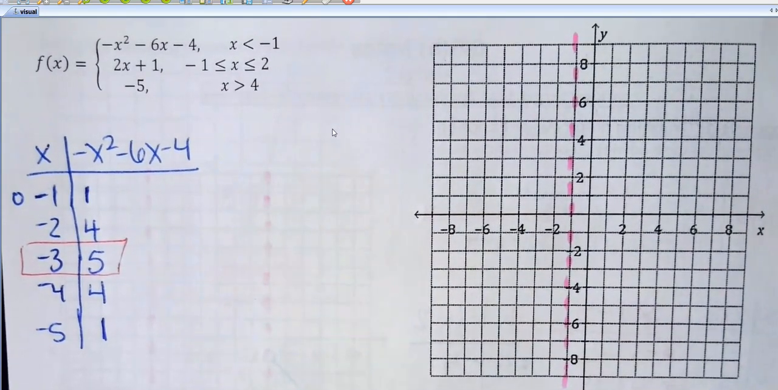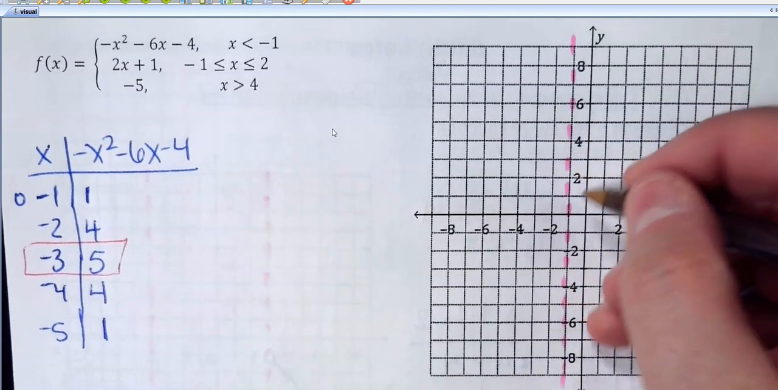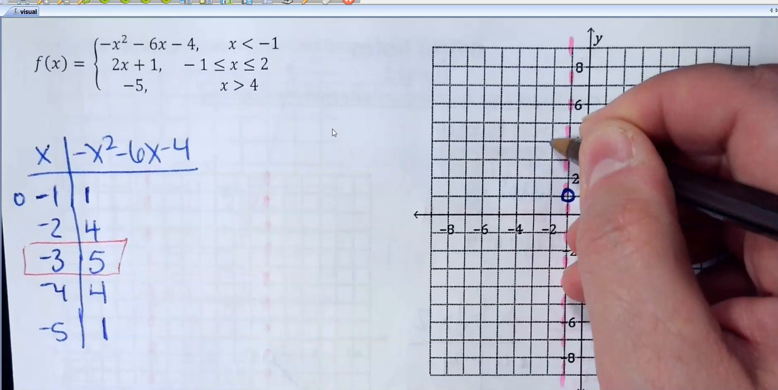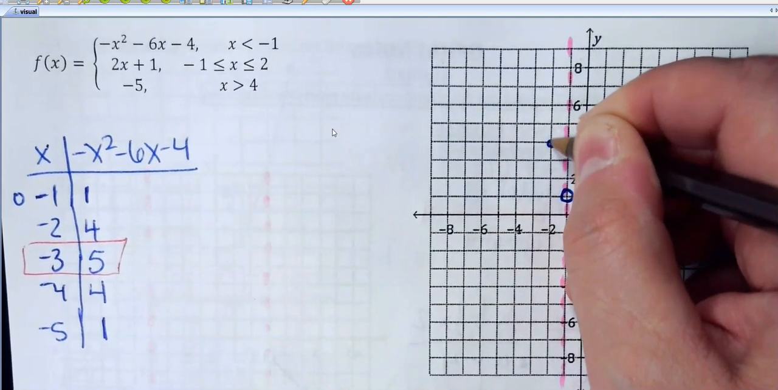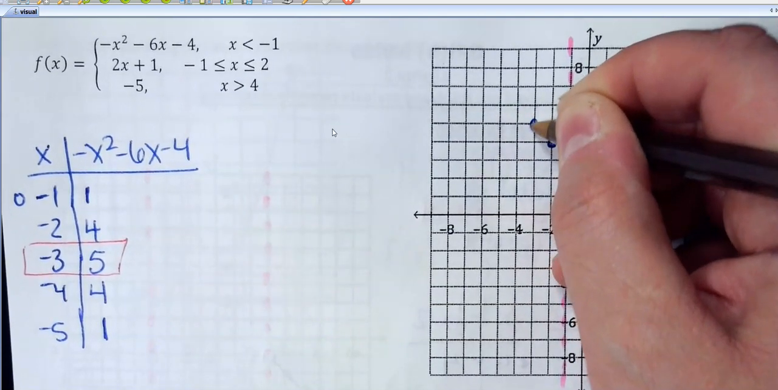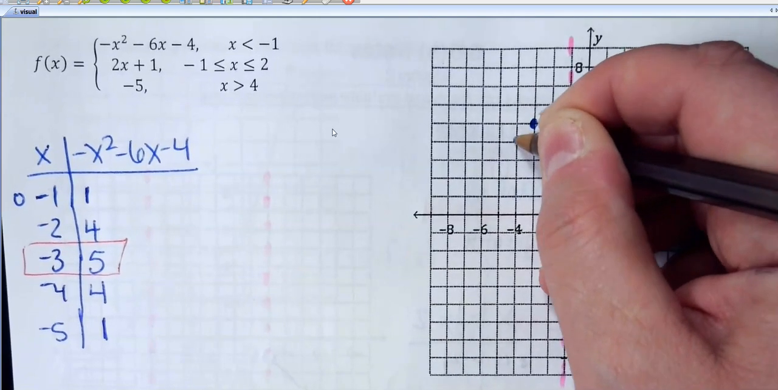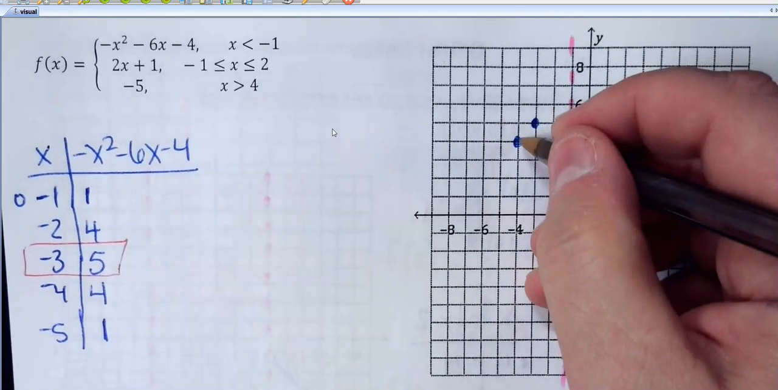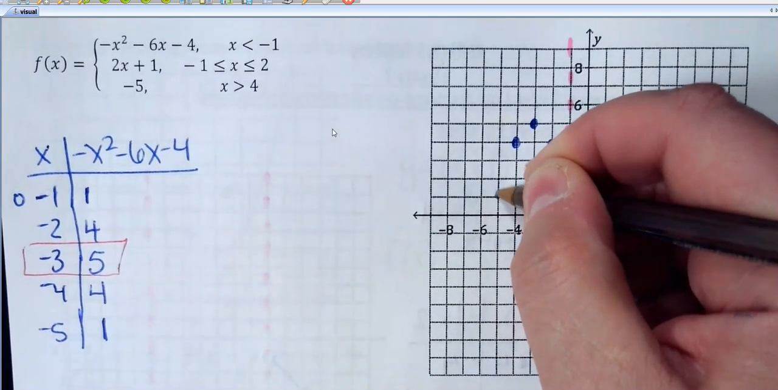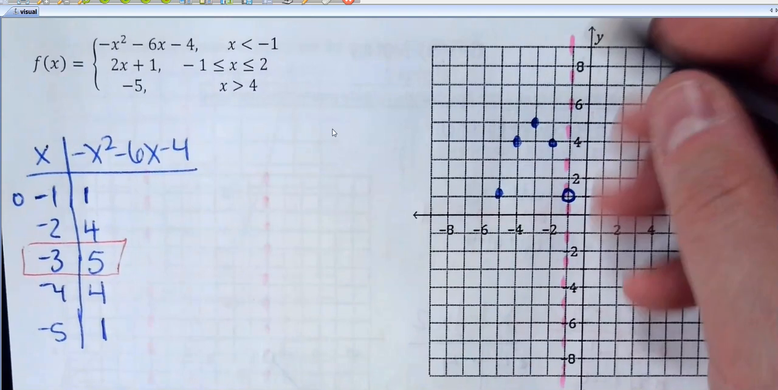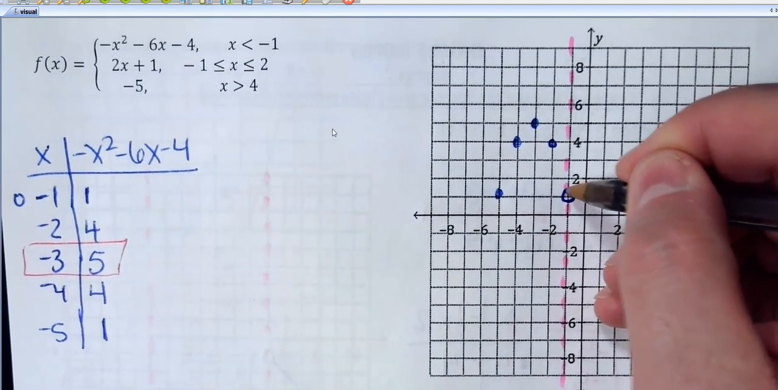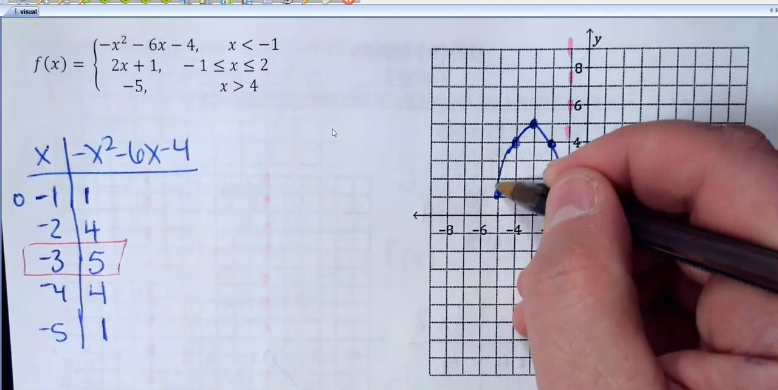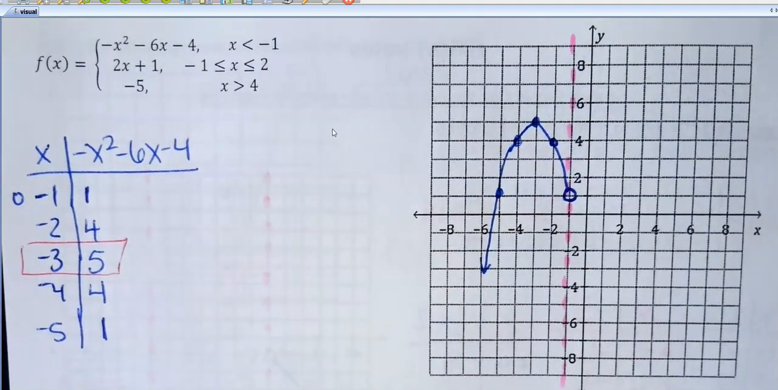So I would come over to my graph. At negative 1, 1, we'd have an open circle. At negative 2, 4, you have a point. At negative 3, 5, you have a point. At negative 4, 4, and you can see this, like that'll be like the turn in the parabola, if that makes sense. And then it should just be over 1, down 3 from there, which is the point that I wrote from the table, negative 5, 1. But only connected up on the left side of that vertical boundary line there. So it would look something like that.